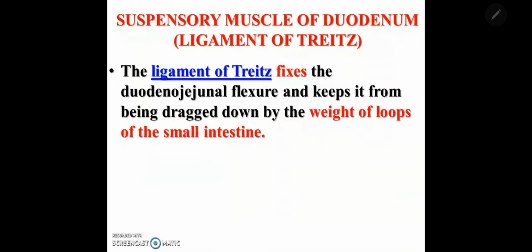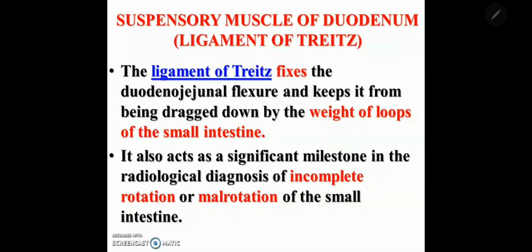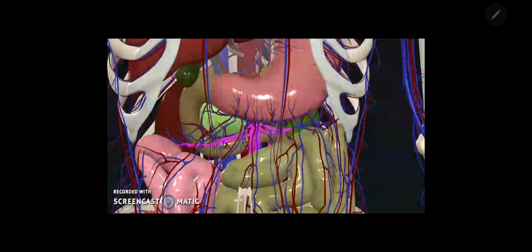So it fixes the DJ flexure and keeps it from being dragged on by the weight of the loops of small intestine, which is suspended by the mesentery, and it also acts as a significant landmark in the radiological diagnosis of the incomplete rotation or malrotation of the small intestine, because it is a fixed part. So it can be used as a surgical or radiological landmark.